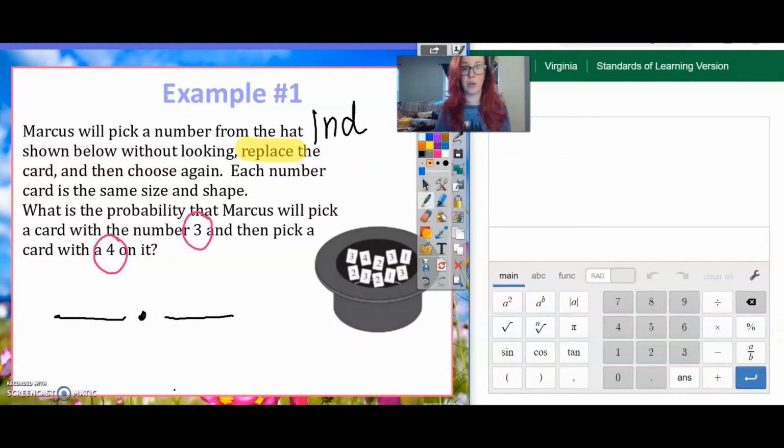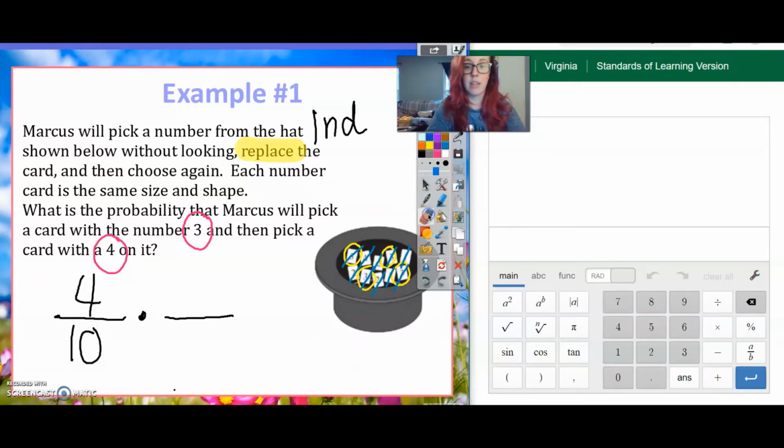Looking at these cards right here, what's the probability that Marcus is going to get a card with the number 3 on it? Well, we have 1, 2, 3, 4 cards that have the number 3 on it. So it's going to be 4 out of the total number of cards. So in total, I have 1, 2, 3, 4, 5, 6, 7, 8, 9, 10. So it's going to be out of 10.